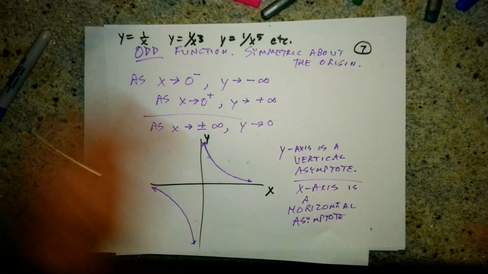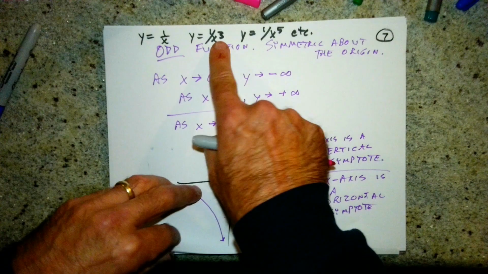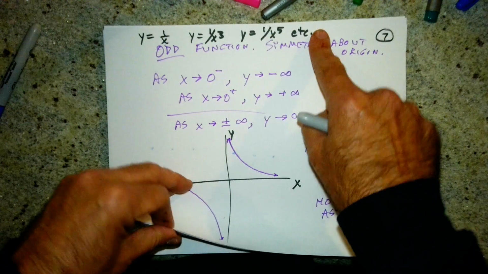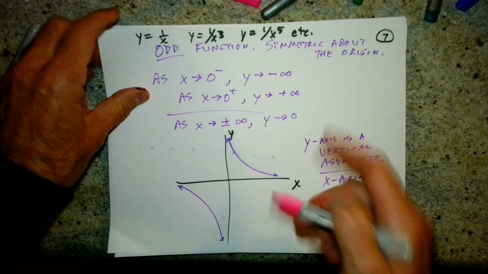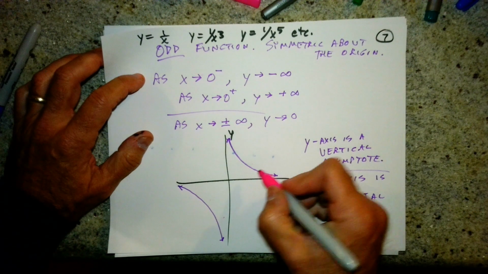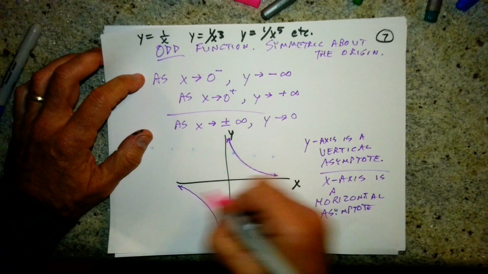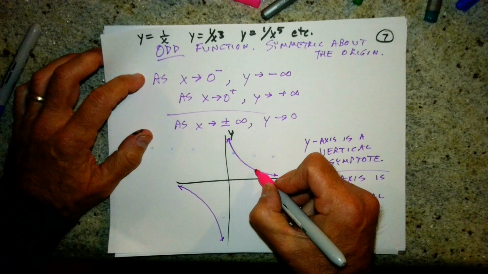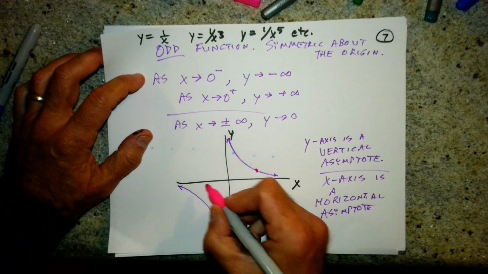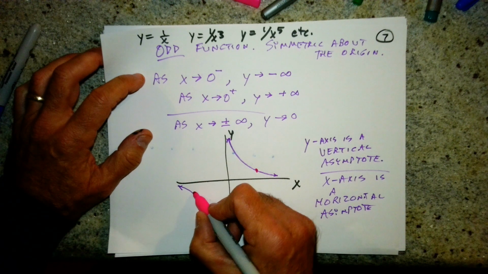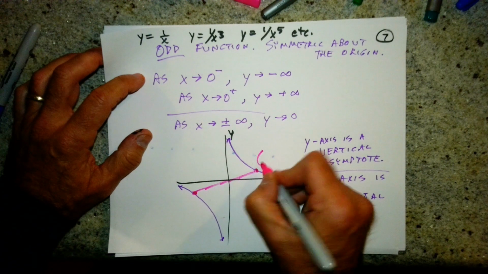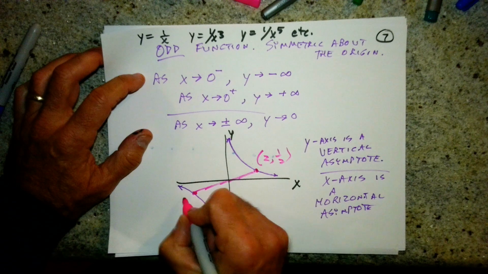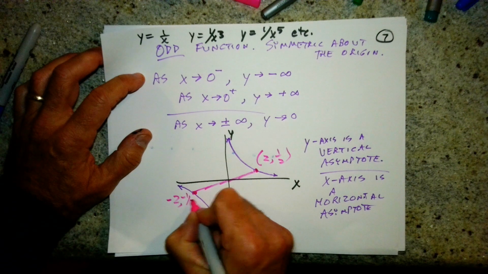All right, and finally, to sum that up, if y equals 1 over x cubed, 1 over x to the fifth, etc., okay, this is an odd function. Okay, symmetric about the origin. That means if you pick corresponding points, like let's say, I didn't do the best graph here, but let's say you pick 2 1/2 and -2 1/2, they'll be connected by a line that goes through the origin. 2 1/2 and -2 1/2.